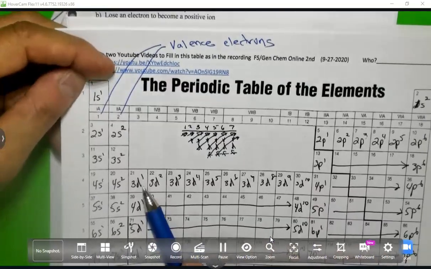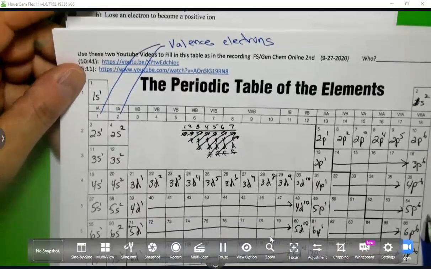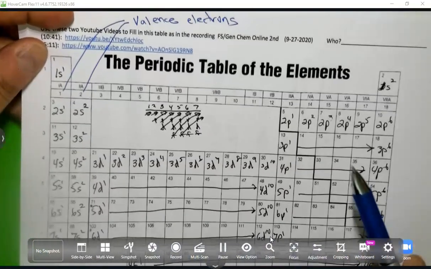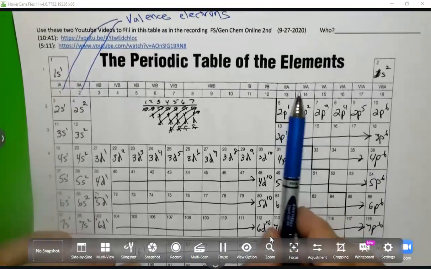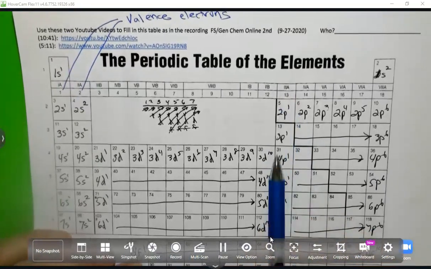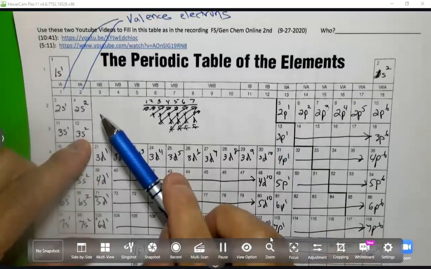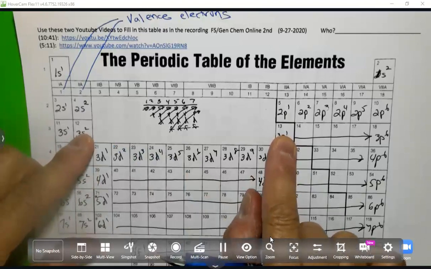Some textbooks, some people will include unfilled d's. I've been told to stay away from that by my boss, so that's what I'm going to do. But when I get over here to group 13, how many valence electrons for every element in group 13? Well, if we took this, it would be 3s2 and 3p1. This would be 3 valence electrons, right? 3 valence electrons, the 3s2 and the 3p1.